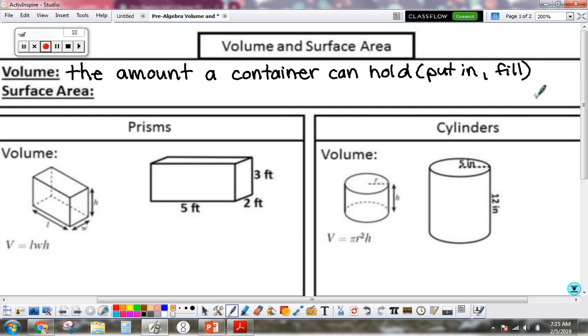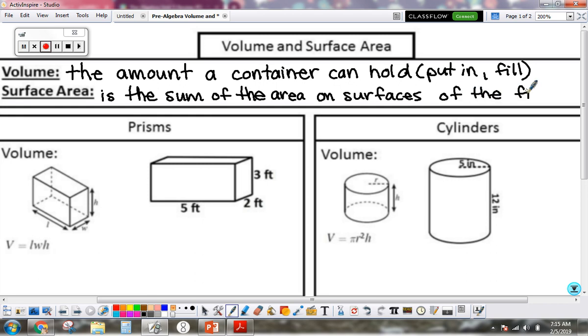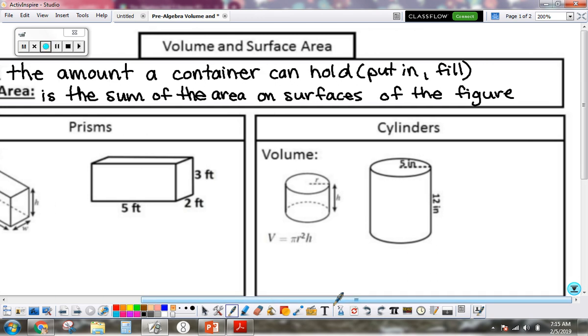Think about it, if you're trying to wrap a present, you're wrapping the surface area of whatever it is, a box, a cylinder. So the surface area is the sum of the area on surfaces of the figure. And that is wrapping or covering.